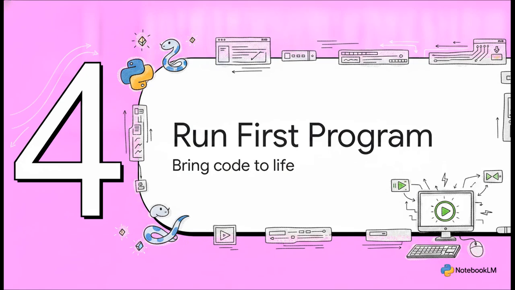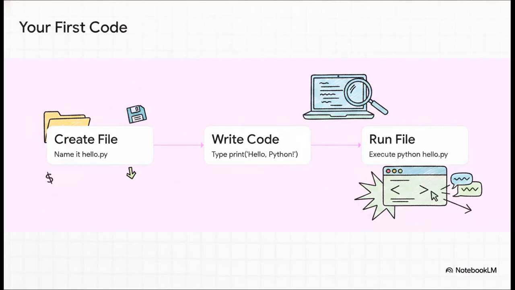And that brings us to the climax of this explainer. Section 4, running your first program. This is where we bring your very first lines of code to life. So inside your newly installed VS Code, execute this simple 1-2-3 sequence. First, create a new file and name it hello.py. That .py extension is super critical. It's what tells the editor that this is specifically a Python file.